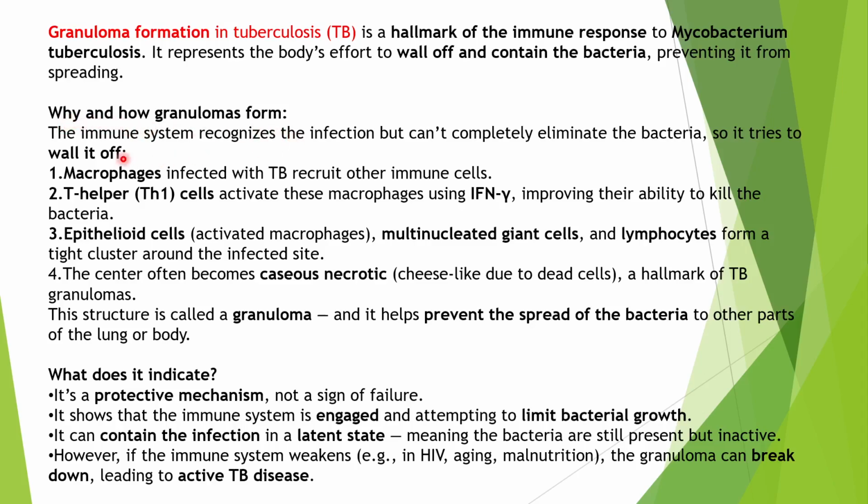Why and how do granulomas form? The immune system recognizes the infection but can't completely eliminate the bacteria, so it tries to wall it off. Since it cannot kill it, it thinks at least if I contain it to this particular area, it will not spread more from here. So the macrophages infected with TB recruit other immune cells. The T helper cells activate these macrophages using interferon gamma, improving their ability to kill the bacteria.